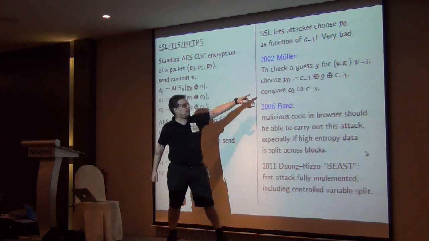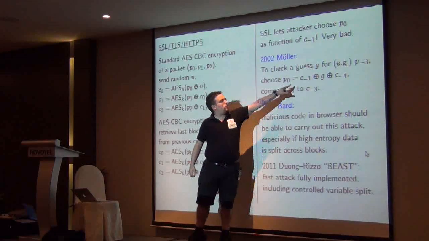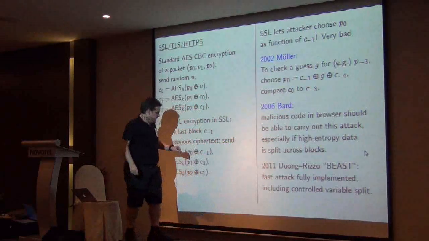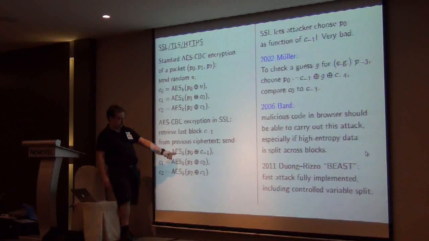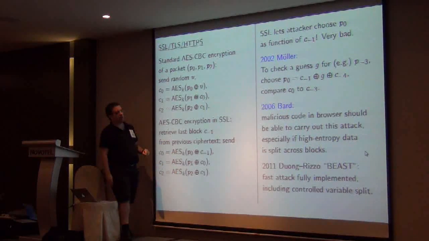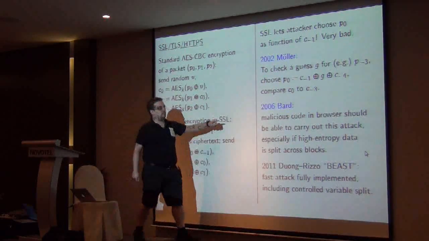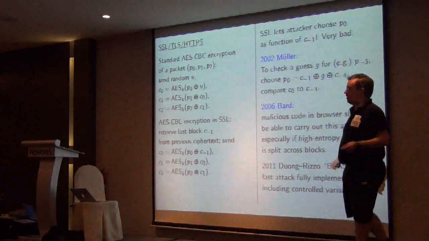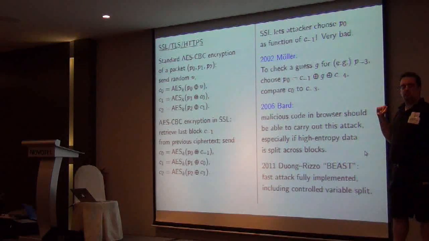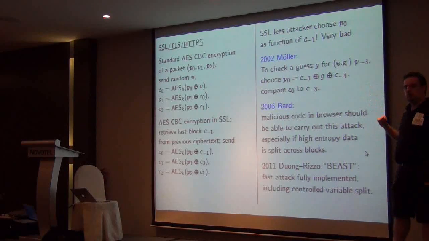If the guess is correct, then the AES encryption of P0 plus C sub minus 1, which is exactly what SSL sends through AES right here, gives C sub 0, that's exactly the same as P sub minus 3 plus C sub minus 4, which gets encrypted to get C sub minus 3. So the attacker simply compares C0 to C sub minus 3 and then sees that his guess is correct, or that it's not, and then he tries more guesses.